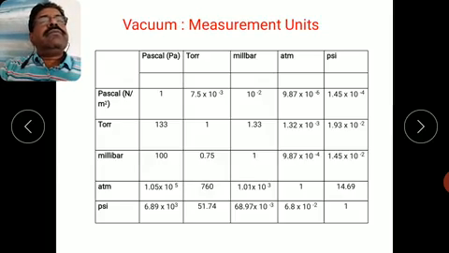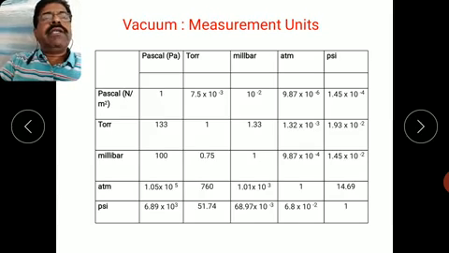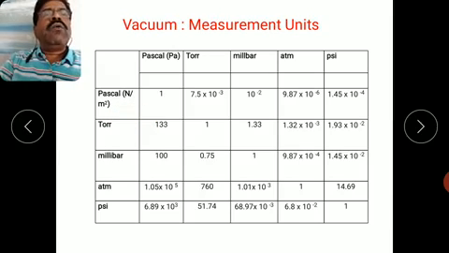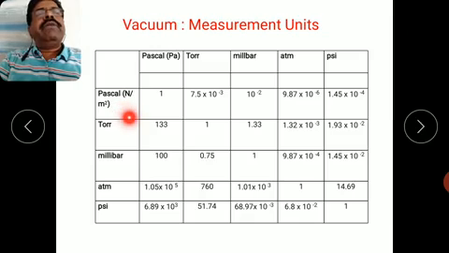So you know that different units are used to measure vacuum. This table gives the different types of units that are used to measure a vacuum. Just earlier I told you that vacuum is measured in terms of the level of pressure. So the very fundamental unit, as you know, is force per unit area. The SI unit is Newton per meter square, which we call Pascal.